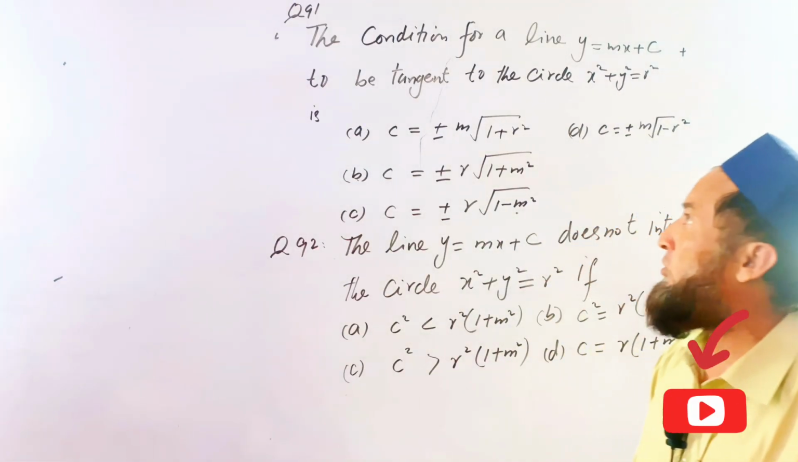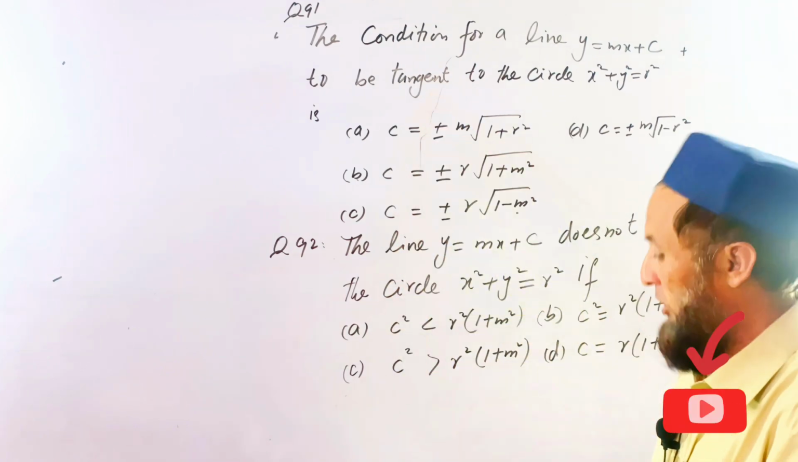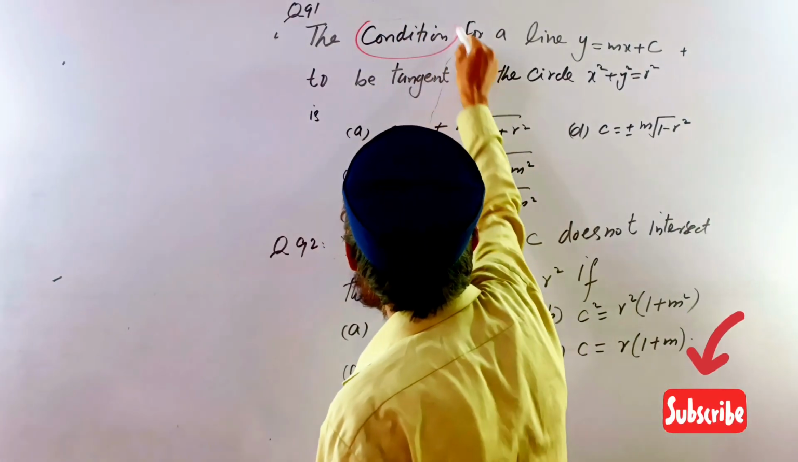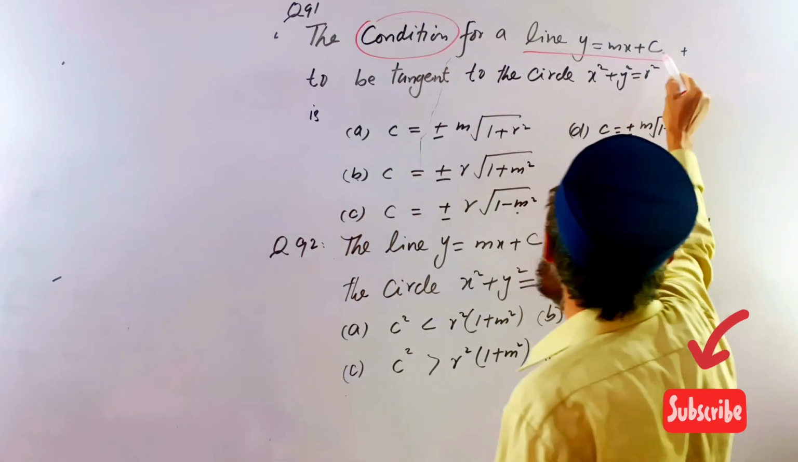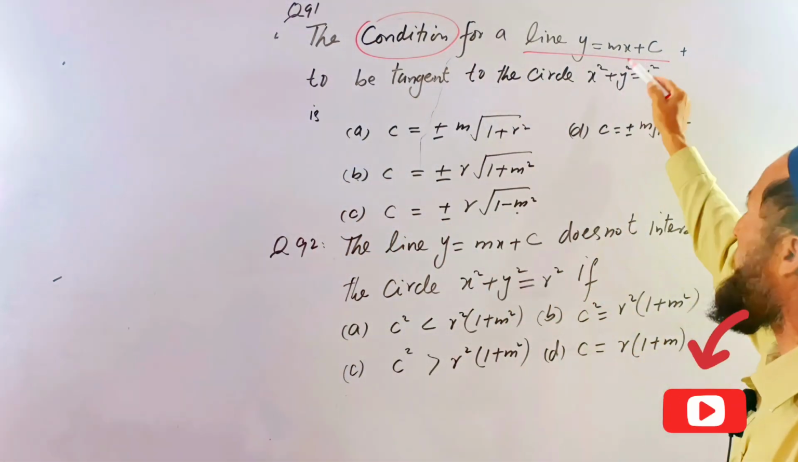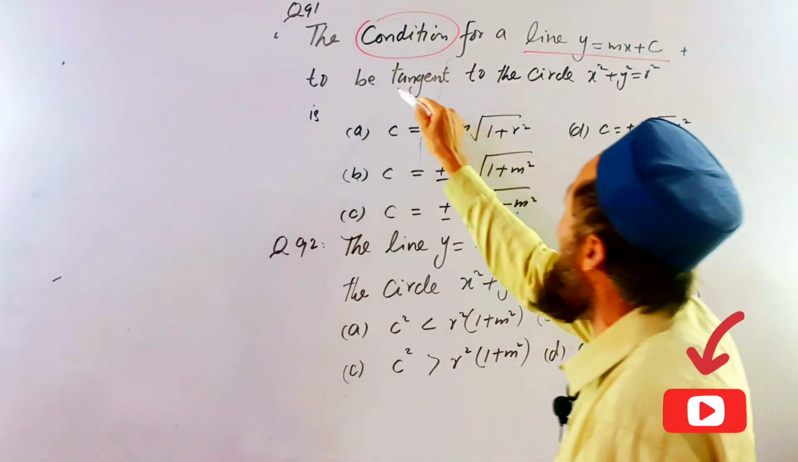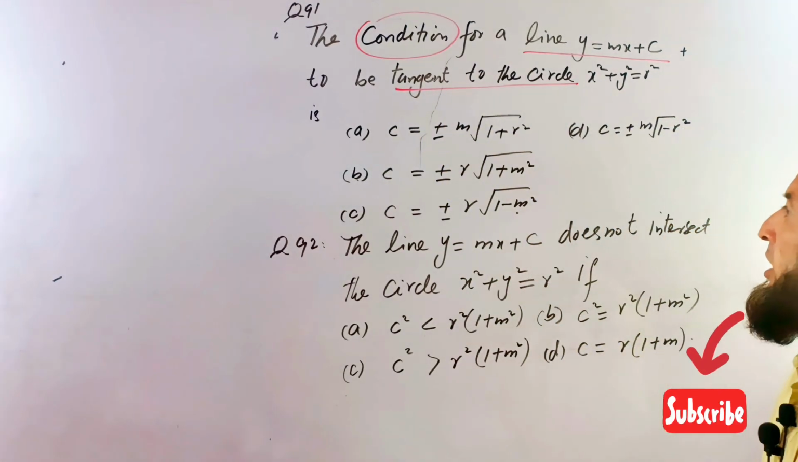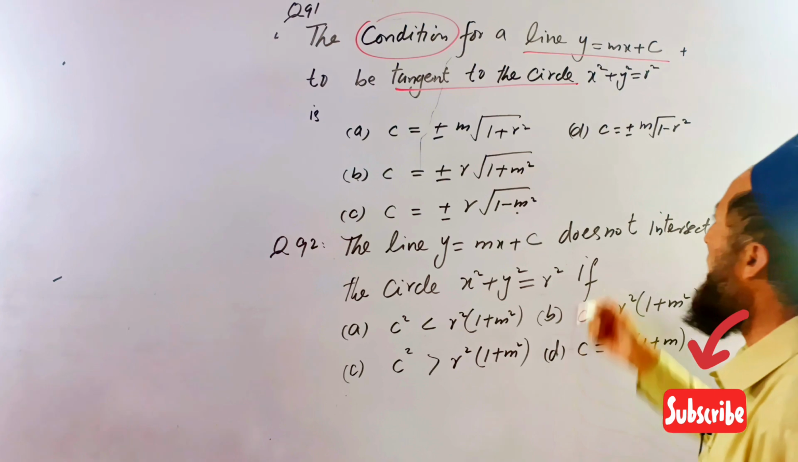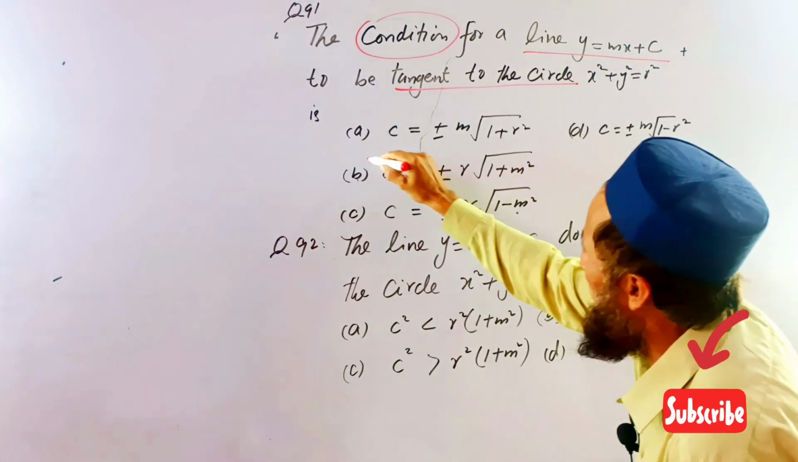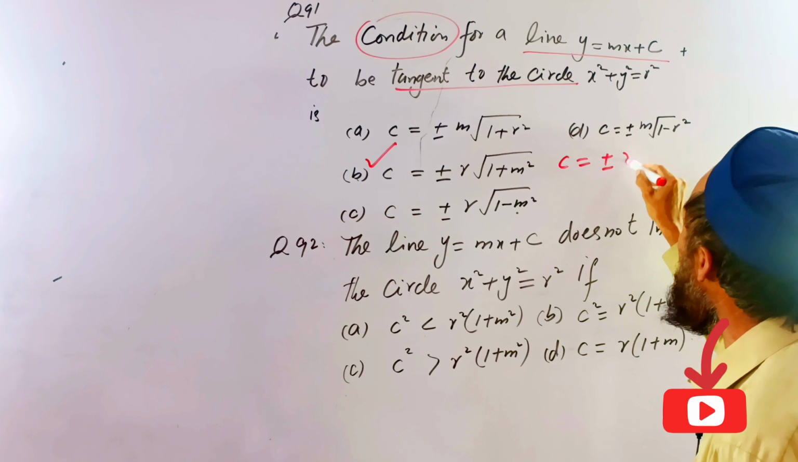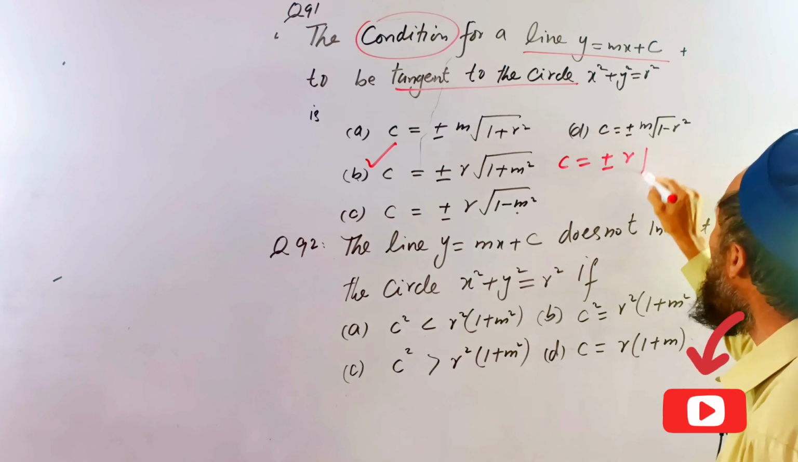Let's start question number 91. The condition for a line y equal to mx plus c, that is a straight line, to be tangent to the circle. So what is the condition we are using here? Option B is the correct option: c is equal to plus minus r under root 1 plus m square.